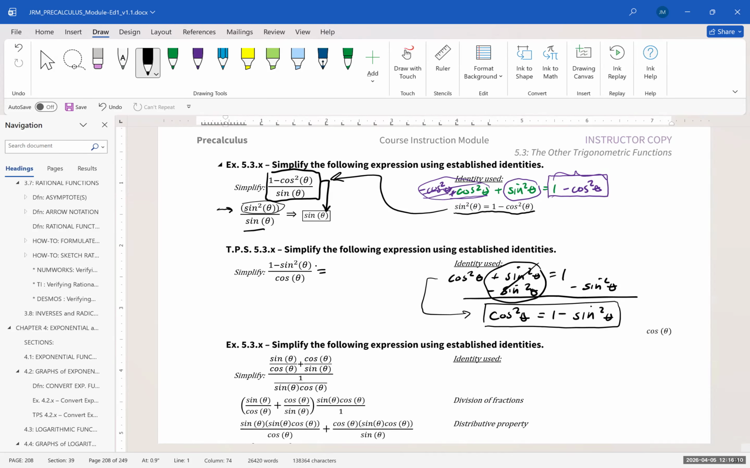You can see here, this 1 minus sine squared, we can replace with cosine squared in the numerator, and the denominator stays the same. As I mentioned, cosine squared theta is cosine theta times cosine theta, all over cosine theta. We can cancel out one cosine theta in the numerator with one cosine theta in the denominator, leaving us with just cosine theta. So this expression, 1 minus sine squared theta over cosine theta, simplifies down to just cosine theta. Let me know if you have any questions.